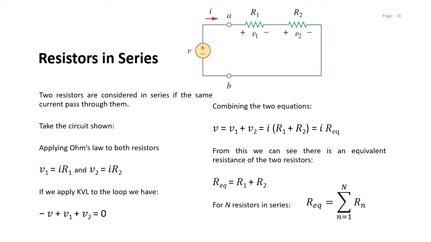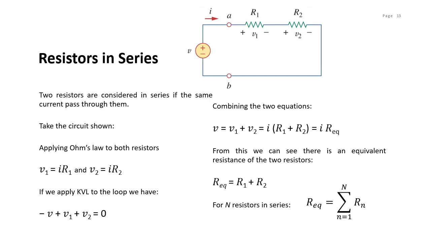So if you combine the two equations, we'll get V equals V1 plus V2 equals I(R1 plus R2) equals I R equivalent. So in this case, we can see that there is an equivalent resistance of the two resistors, where R1 plus R2 equals R equivalent.